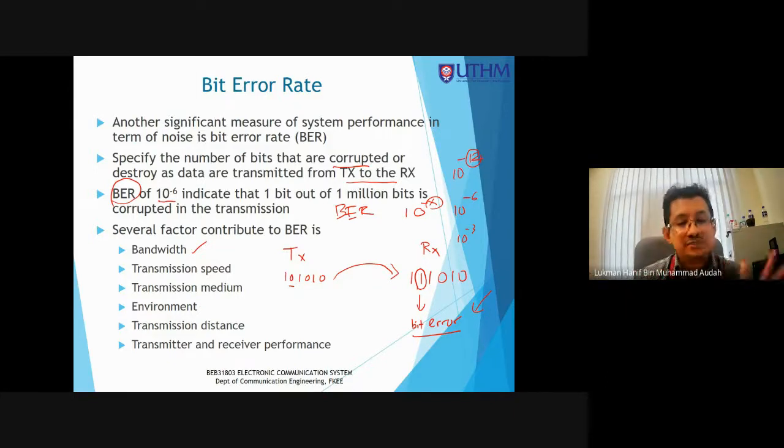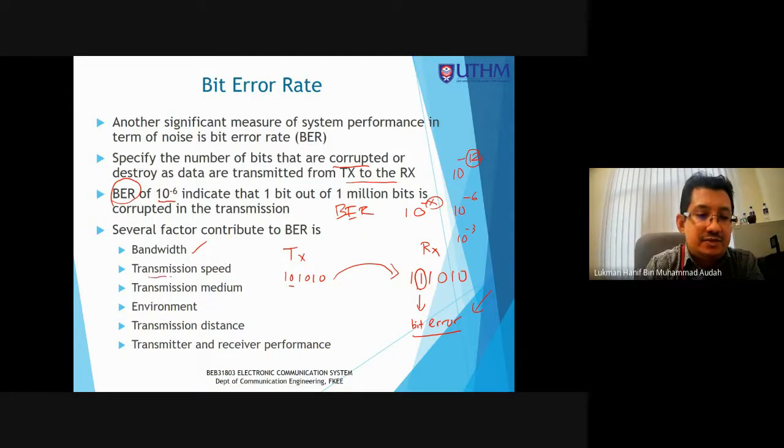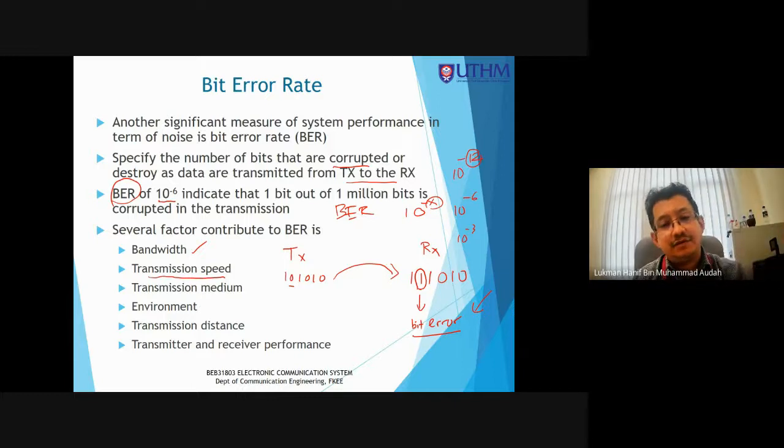Okay, transmission speed. This is about data rate. Transmission speed adalah data rate. So lagi tinggi data rate, lagi cepat kita hantar data. Okay, bermaksud lagi tinggi kebarangkalian berlakunya bit error rate. Bit error rate akan menjadi semakin tinggi.